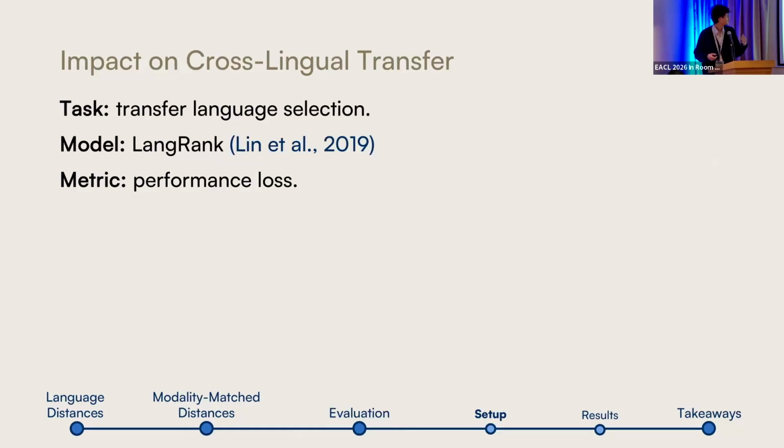Now we finally move on to talking about the performance impact of our representations on URIEL+, or on some kind of downstream measure. And for this, we use the task of transfer language selection. This is a task that is widely used with respect to language distances, and it is founded on the idea that a lot of the time in multilingual NLP, we want to perform a task in some low-resource language where we don't have a lot of data, but maybe we do have a set of models that are trained in a different but similar high-resource language.